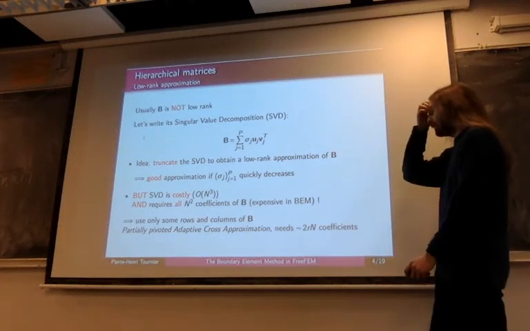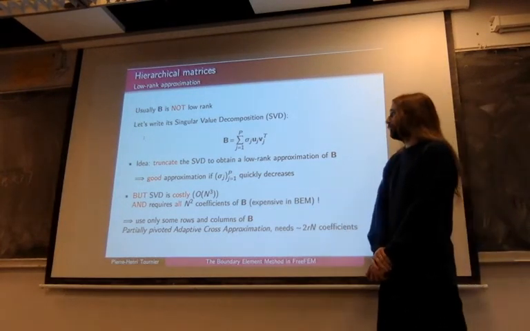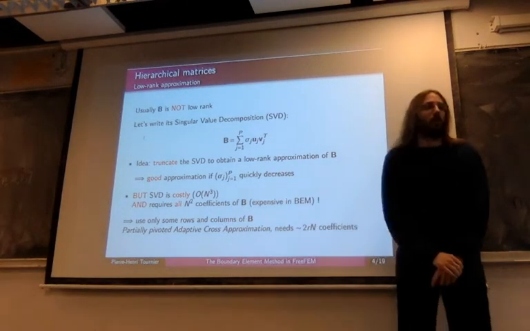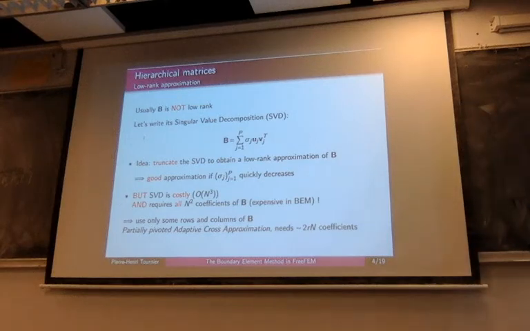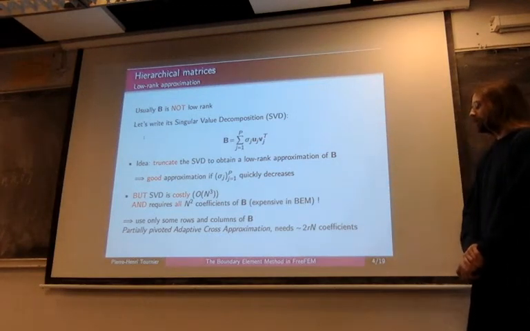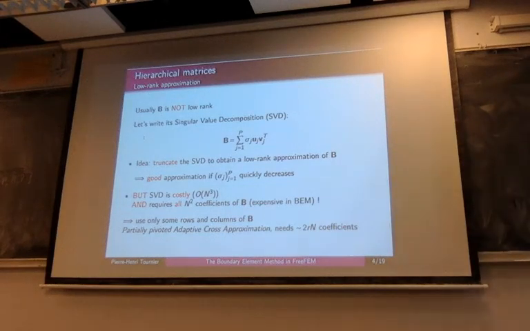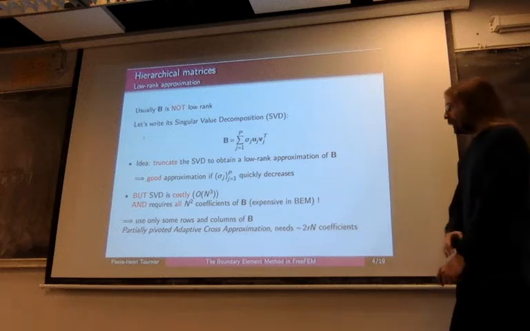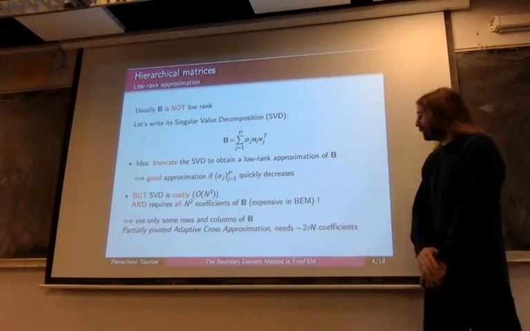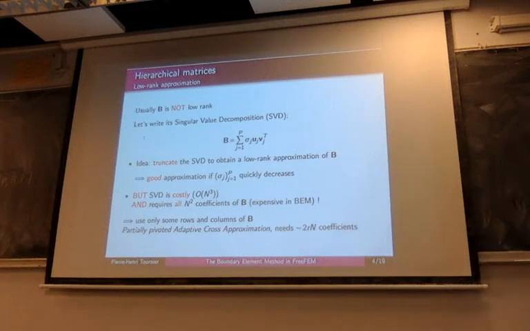So there are some techniques that do an approximation of such a low rank format that uses only some rows and columns of B, not all the coefficients. And this is called adaptive cross approximation. For example, partially pivoted adaptive cross approximation is one way of doing it. And this is what is implemented in the H2 library that we'll talk about soon. And this only needs 2 times R times n coefficients instead of n squared. R is the rank of the low rank approximation, so the number of terms in the sum. Okay.